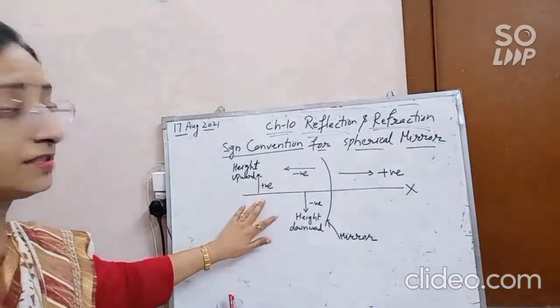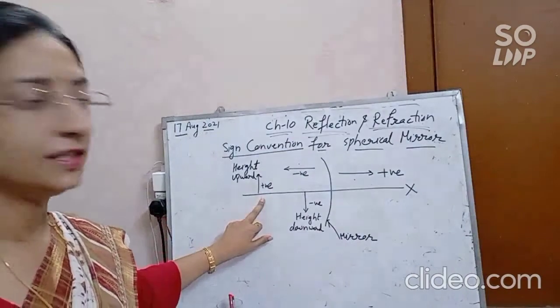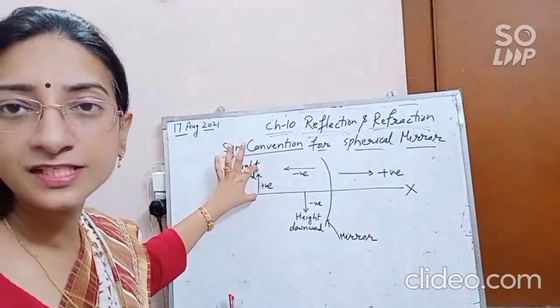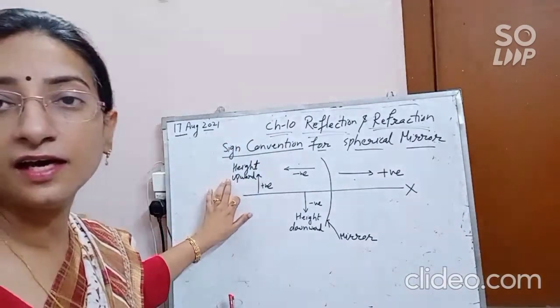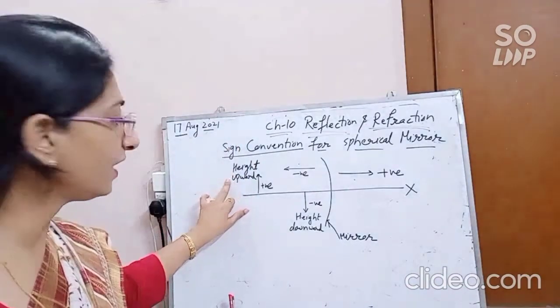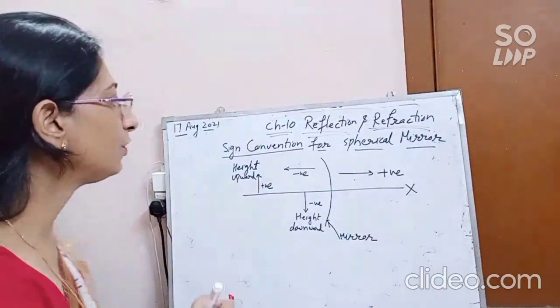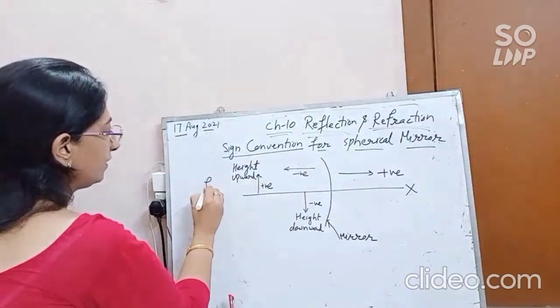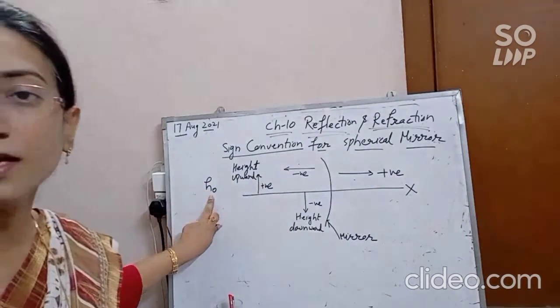This is the principal axis. Whenever the object is placed above the principal axis, the height is in the upward direction, so we have to take this height as positive always. The height of the object we represent by HO.